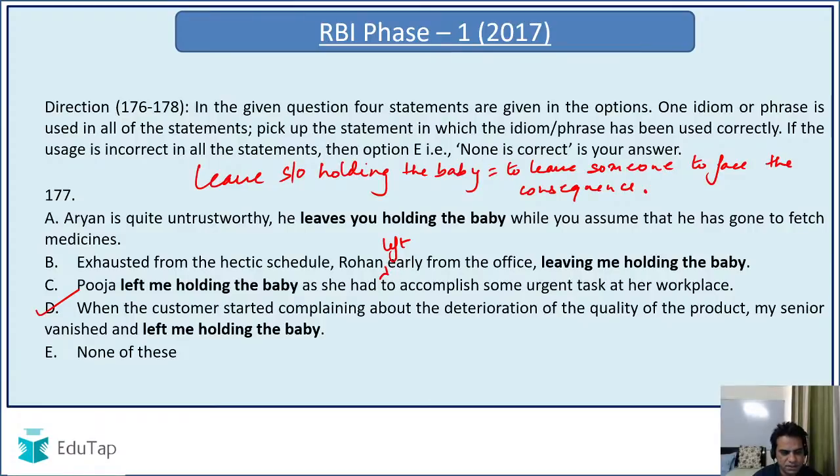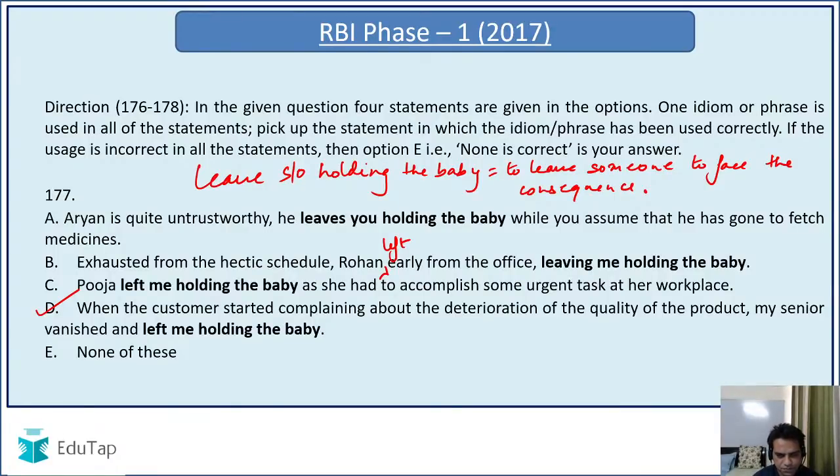Why not B? Because Rohan left early because of his hectic schedule, exhausted from his hectic schedule. So he left me holding the baby. Here it shows that he left me with the work, but not the consequence. That's the difference. What do you mean by consequence? To leave someone to face the music, to leave the onus on someone else, to put the onus on others. That means to leave someone holding the baby.